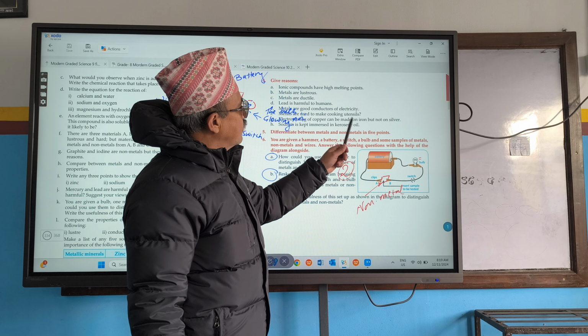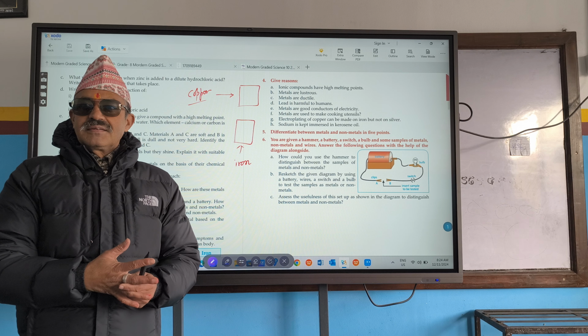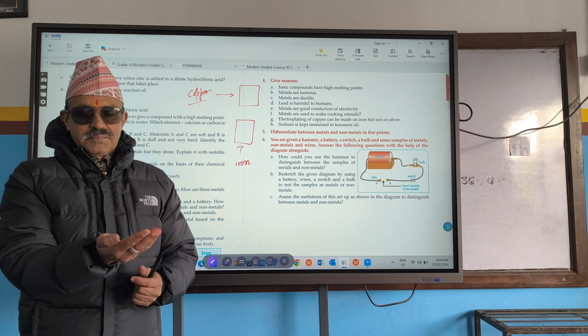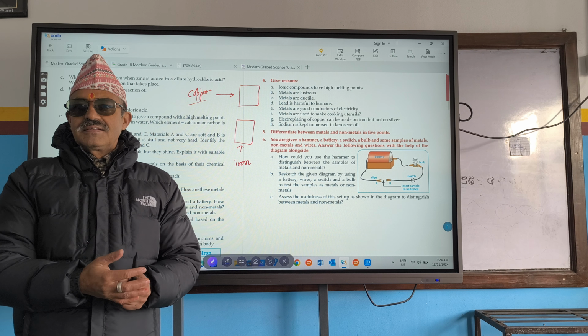Copper means tama, you know, the tama utensils used for worshipping God, right? And gold is more expensive. Per kg, it costs more than 6-7 crore rupees.